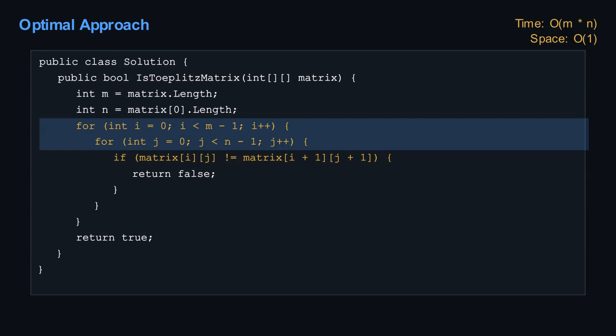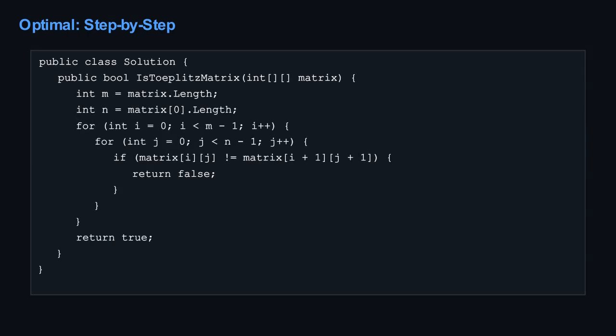When the inner loop finishes, we move to the next row. After all rows and columns have been processed without finding a mismatch, we return true. This version does exactly the same number of comparisons as the brute force idea, but avoids the extra bounds checks and makes the intention crystal clear. We only look at cells that start a diagonal segment.